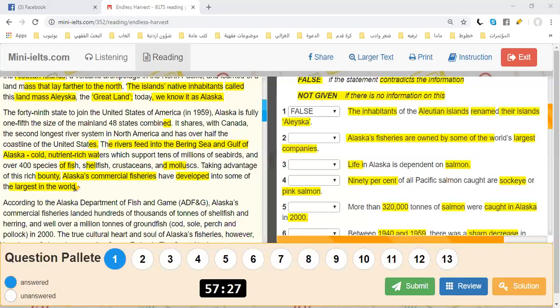Alaska's commercial fisheries have developed into some of the largest of the world. And here in the question: Alaska's fisheries are owned by some of the world's largest companies. So if this statement is false, can you tell me if there's anything in the passage that tells you who owns Alaska's fisheries? It could be false if the passage said that Alaska's fisheries are owned by small companies. This is the contradiction of what is stated.